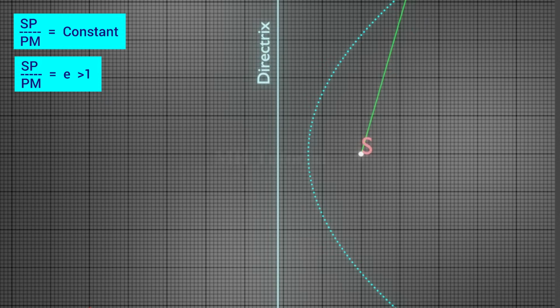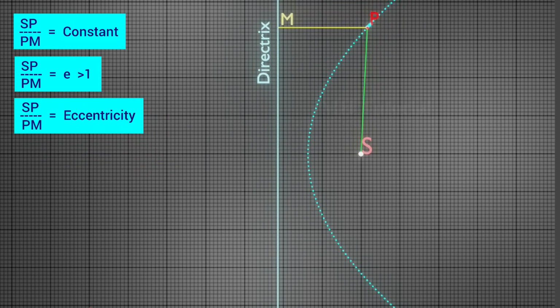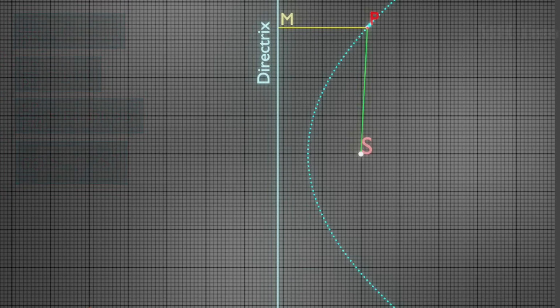The ratio, SP by PM, is termed as the eccentricity of the conic. For hyperbola, values of eccentricity lie between 1 and infinity.